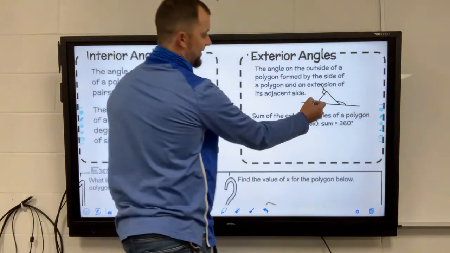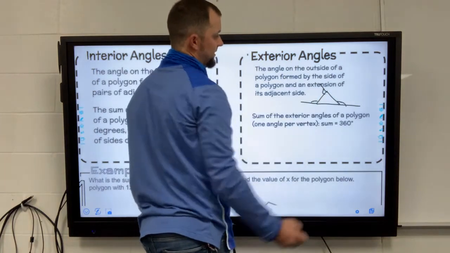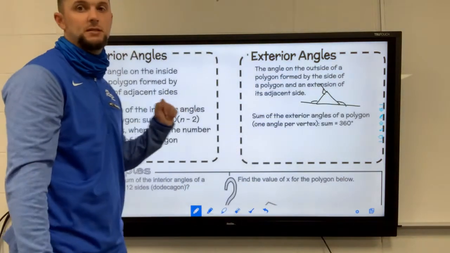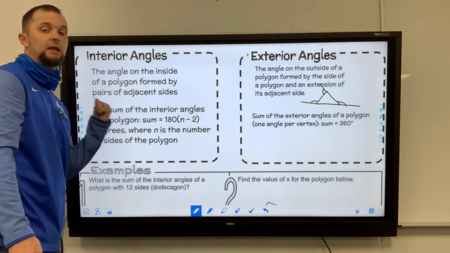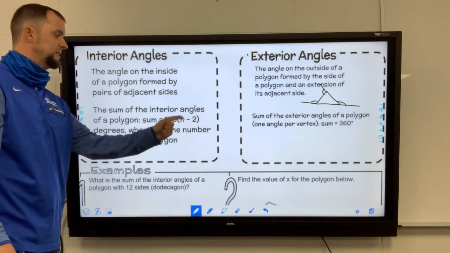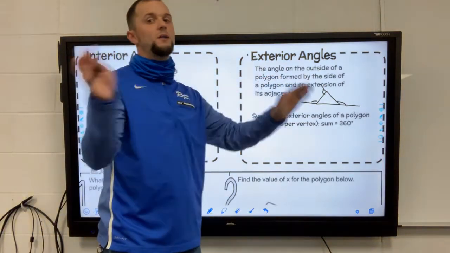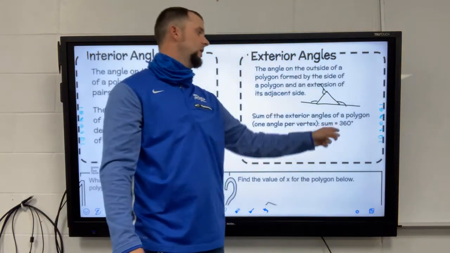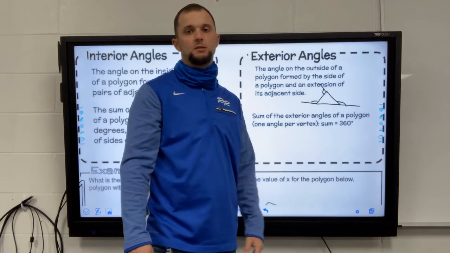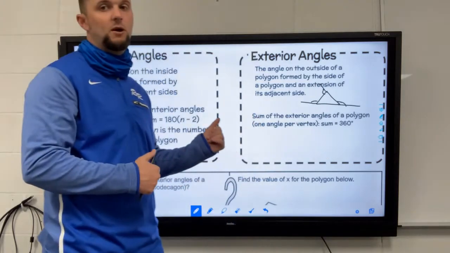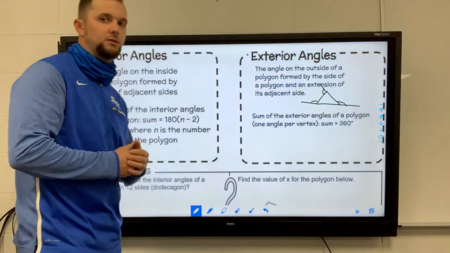So that means if I added this angle and this angle together, all those are going to add up to 360. So again, interior angles, plug in the sides, I can find what all the angles add up to. Exterior angles, it doesn't matter what shape it is, all the exterior angles are going to add up to 360. So we're going to take these concepts, plug them into our examples, and solve some problems here. So let's jump to that.